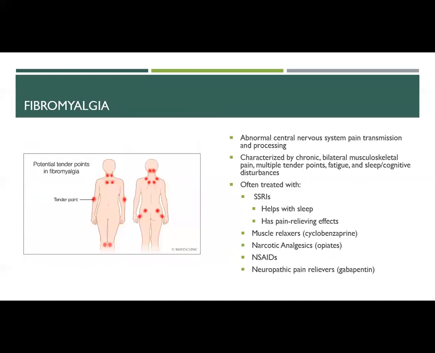So the last thing we're going to talk about is fibromyalgia. And this is an abnormal central nervous system pain transmission and processing. So just a disconnect with that. It's characterized by chronic bilateral musculoskeletal pain, multiple tender points, fatigue, sleep, and cognitive disturbances. And it can be treated with your SSRIs, muscle relaxants, your opiates, NSAIDs, and gabapentin.